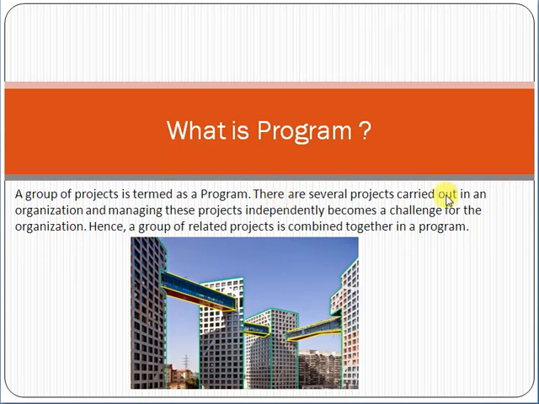There are several projects carried out in an organization, and managing these projects independently becomes a challenge for the organization. Hence, a group of related projects is combined together in a program. Friend, just remember this definition: a group of related projects. Just see from here, related, the things which are related. For example, some medical staff is working here, so it can work here. Resources can be shared. So they are related, they are interlinked with each other. So that's why we are saying that the group of projects which are interrelated, which are linked with each other, is called a program.